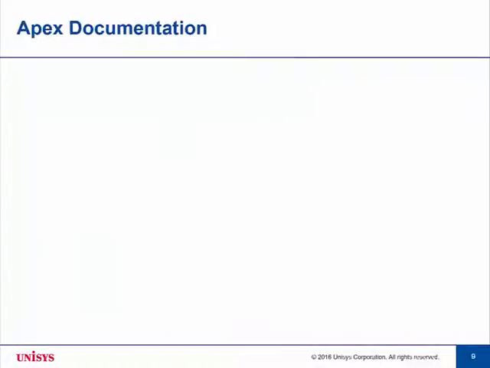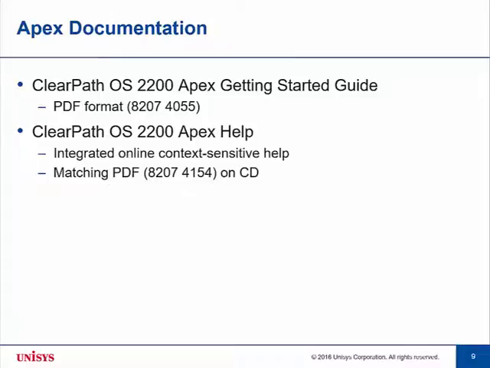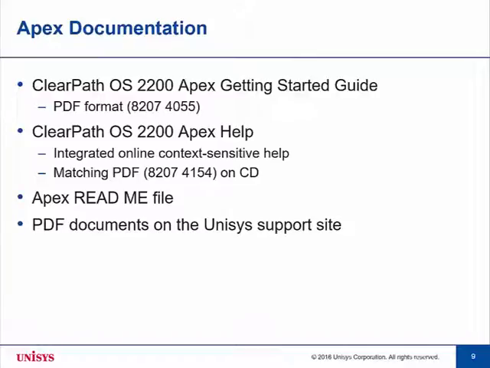Apex documentation has 2 main parts. The Getting Started guide is in PDF format. The integrated context-sensitive help is also provided in PDF format. Installing Apex installs the PDF documents and the context-sensitive help, along with a README file. The PDFs are also available on the Unisys support site.